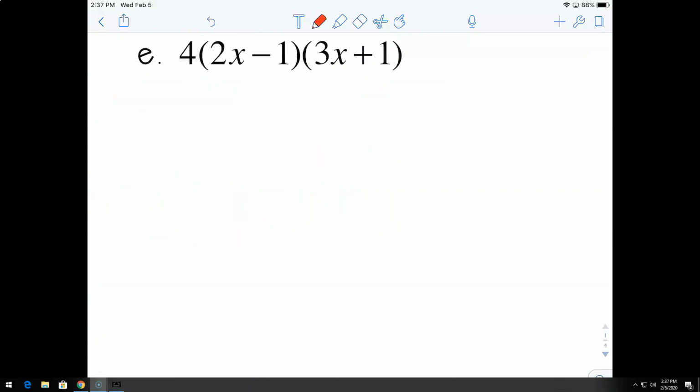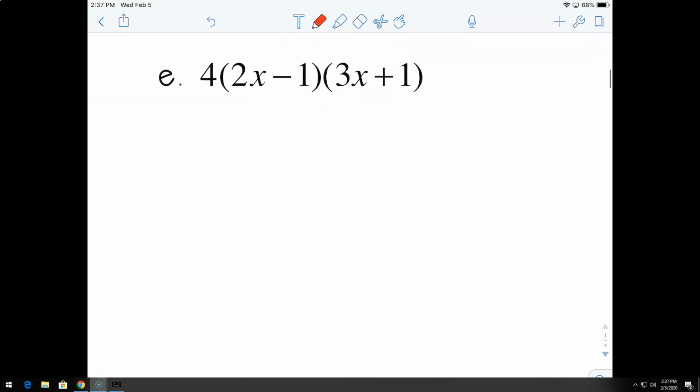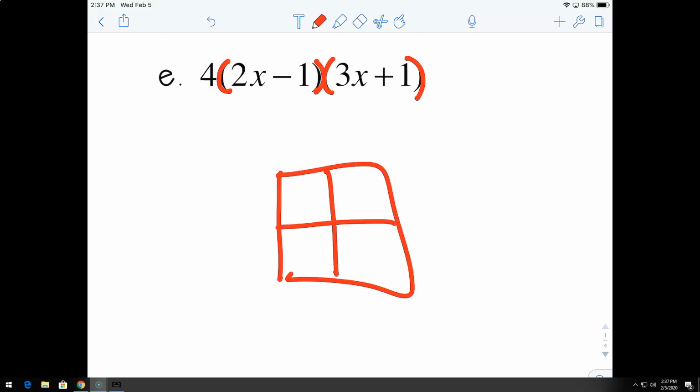So here's a little tricky. Here you have a couple of choices. We either do parentheses first and make a box and then multiply, or we distribute into only one parenthesis. I'm going to do it this way. 2x minus 1, 3x plus 1.